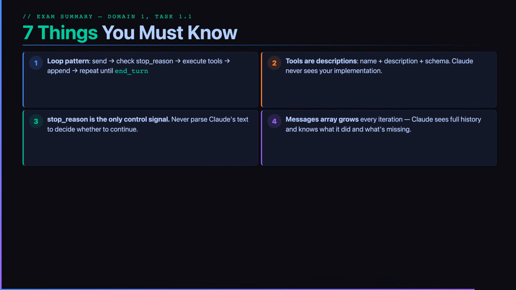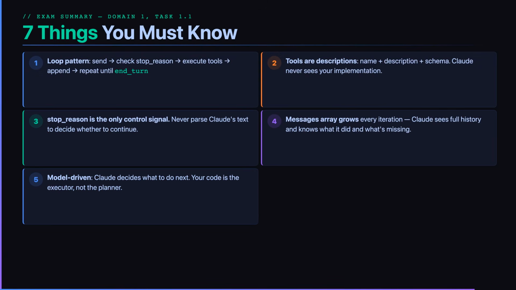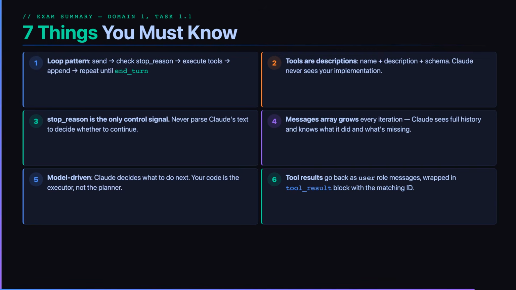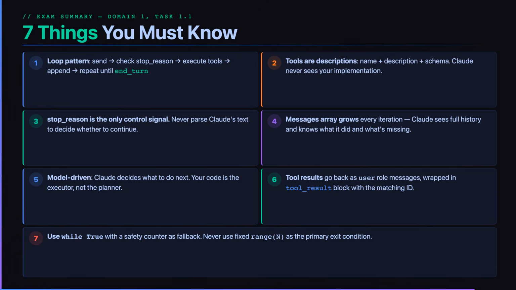4. The messages array grows every iteration. Claude sees the full history at each step. That's how it knows what it already did and what it still needs to do. 5. Model-driven means Claude decides what to do next. Your code is only the executor of Claude's decisions, not the planner of the workflow. 6. Tool results go back to Claude as user role messages, wrapped in a tool_result block, with the matching tool_use ID from Claude's request. 7. Use while true with a safety counter as a fallback. Never use a fixed range as the primary exit condition.